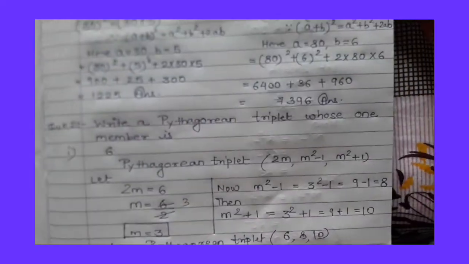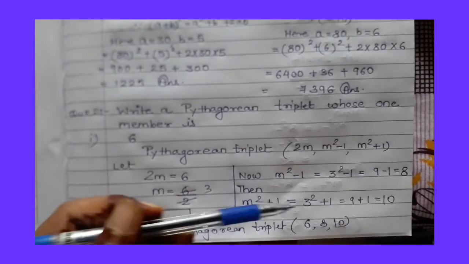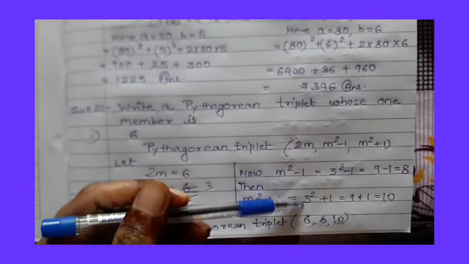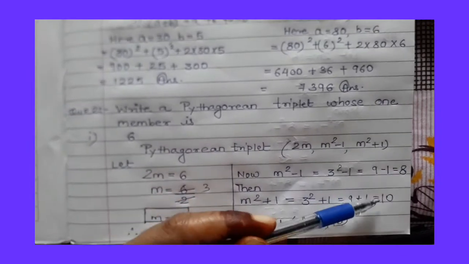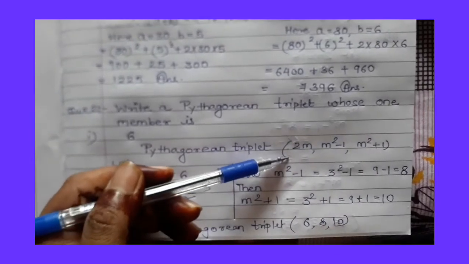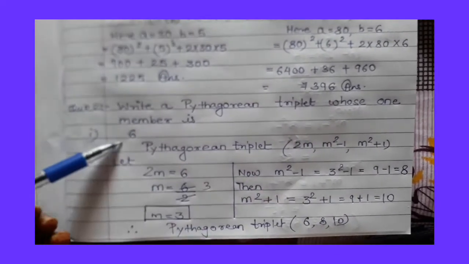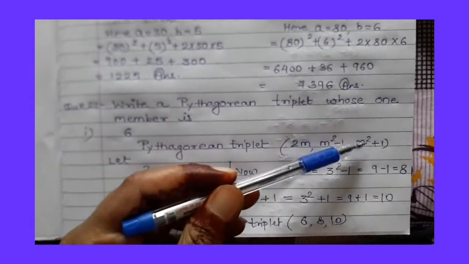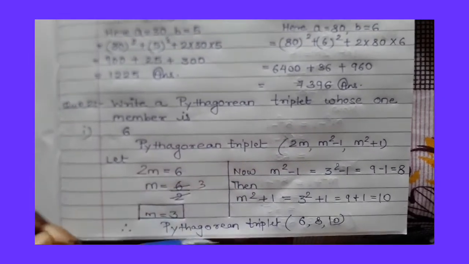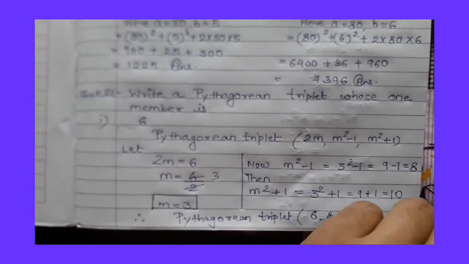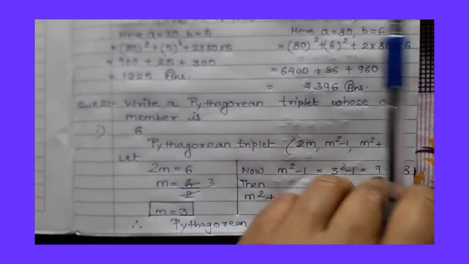Then third one, m square plus 1. Again 3 square plus 1, because value of m was 3. So 3 square is 9. 9 plus 1 is 10. So now we'll put here in this Pythagorean triplet. So 2m was 6. Now m square minus 1 we got 8, and then m square plus 1 we got 10. So our answer is in bracket 6, 8, 10. Like this you have to do Pythagorean triplets question.